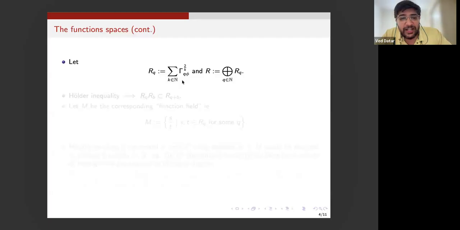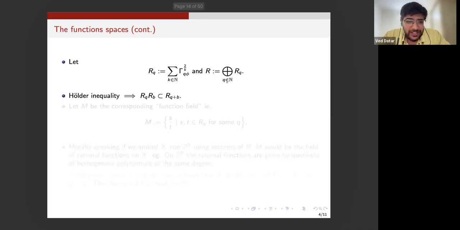Okay, so then we put R_q to be, you consider these Gamma of 2 by k spaces. So let p be of the form 2 by k, where k is some integer and q some natural number, and you essentially take the vector space spanned by all such elements, and then take R to be the direct sum of all these R_q's. So an elementary application of Hölder inequality shows that we actually do have a graded algebra structure.